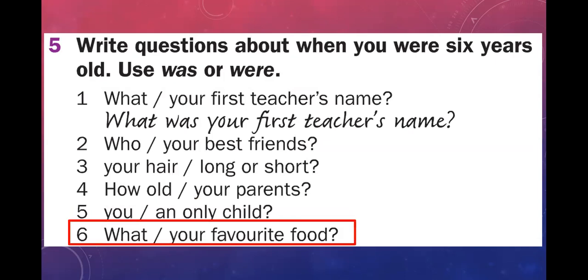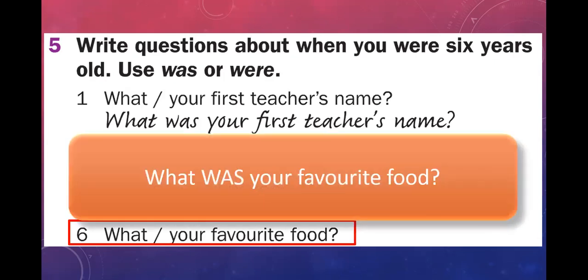Finally, we have your favorite food. In this case, yes, your favorite food is the subject, okay? Which could be represented with it. So we're going to use was, okay? Because remember, it was, or in this case, was it. And we have a specification. So we're going to say, was your favorite food? That comes like this. What was your favorite food?